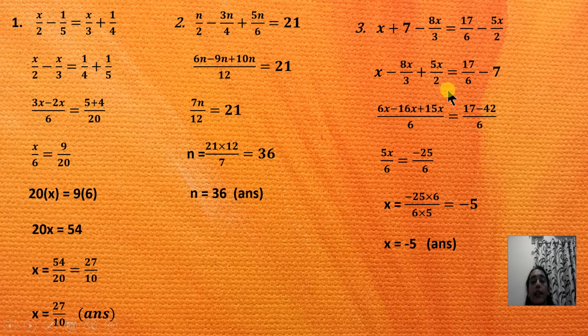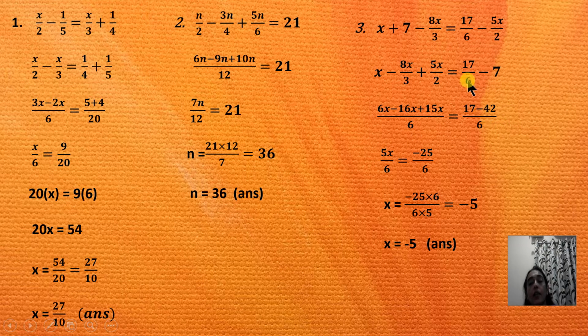LCM on this side is 6. So I take the LCM 6. And now to convert it, here I take a common denominator 6. Now here in this x, the denominator is 1. So to convert 1 into 6, I have to multiply by 6. So 6 into x is 6x. Same way, 3 2s are 6. So 2 into minus 8x is minus 16x plus. Now 2 3s are 6. So 3 into 5x is 15x. Common denominator 6, which is equal to 17 minus 42 upon 6.